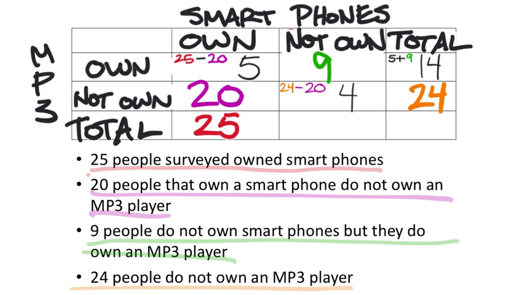Now I can use straight addition to find these other totals because we have all of the other values in these columns. And so at the bottom here, for total people that do not own a smartphone, 9 of them owned an MP3 player, and 4 of them did not. So I'm just going to add those two values. 9 plus 4, boom, 13.